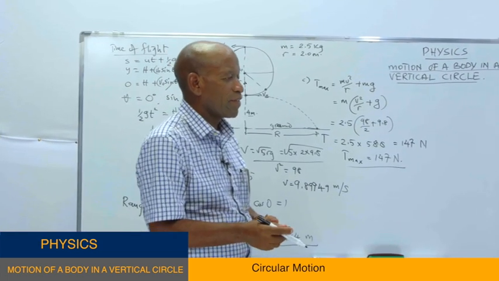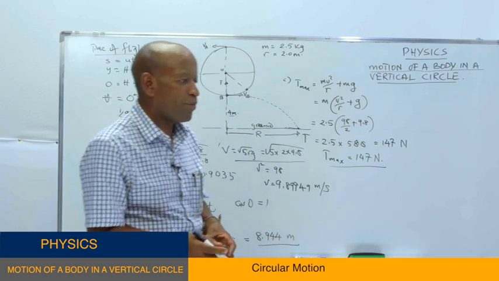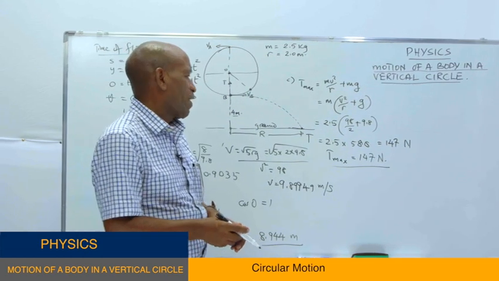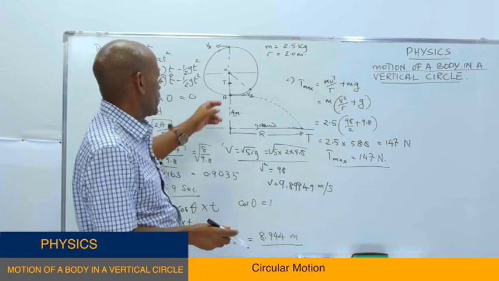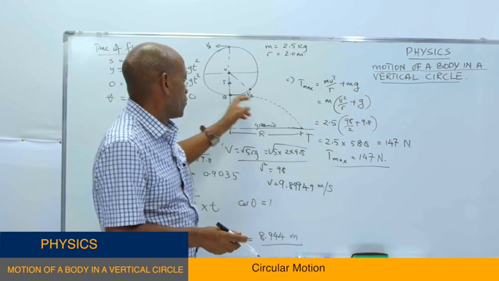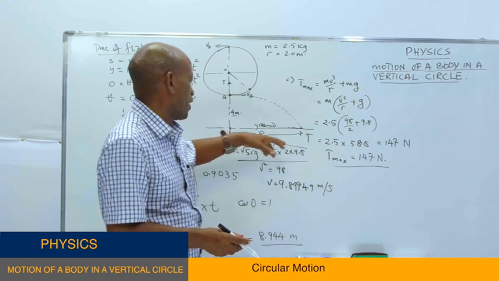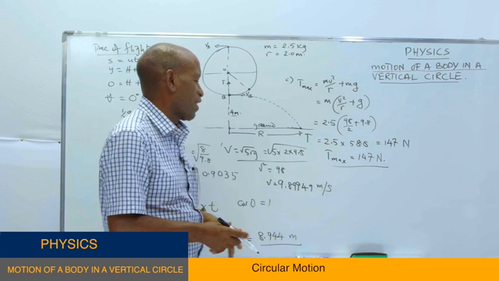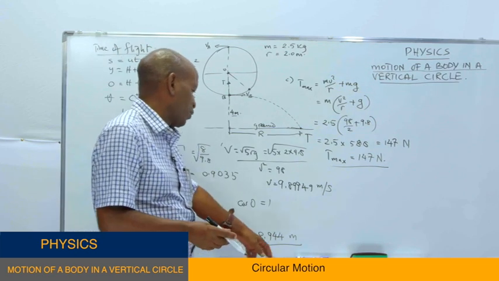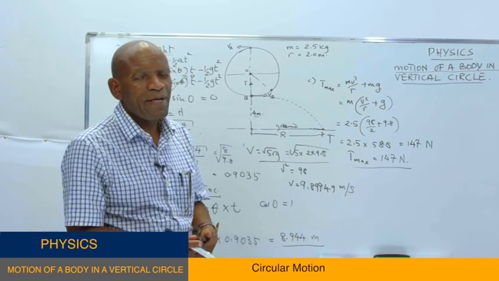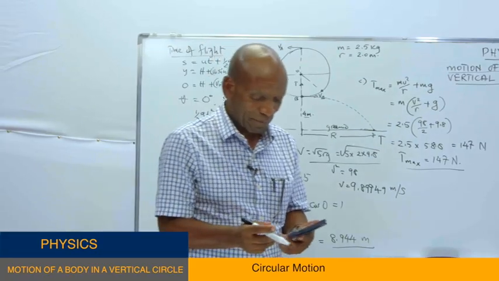So it answers the last part. That is the range of the ball whenever the string breaks and the body moves horizontally from that point, it lands on the ground, covering such a distance r, which we have already determined to be equal to 8.9 meters, almost 9 meters.